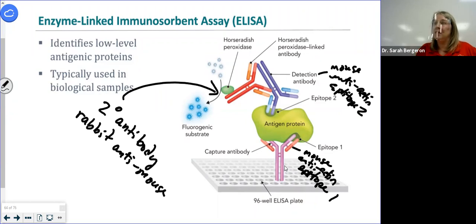So I can tell, is this a flu infection? Is this a coronavirus infection? Is this whatever infection? So this is a very fast way to find very low levels of your particular protein of interest.